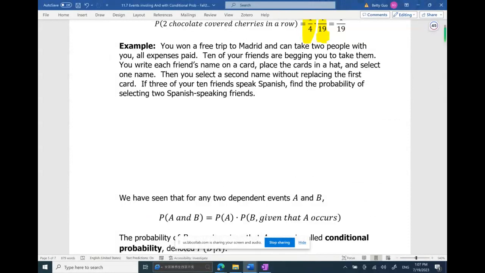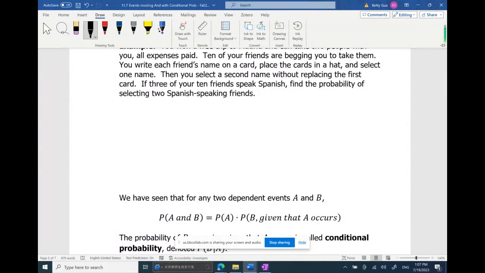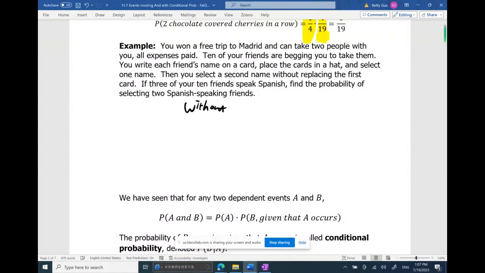The first time, so this is without replacement. Very important: with replacement is independent. Without replacement is dependent. You can see that without replacement, when you take the second name, you do not have all the names in the hat anymore. You only have 19 left. So obviously it's dependent.